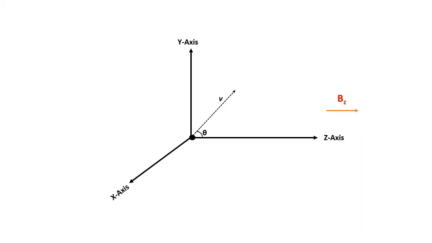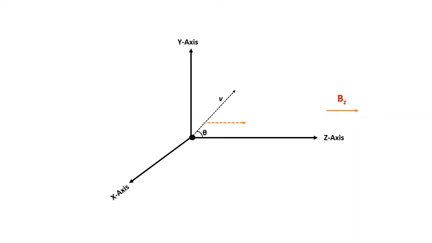So this initial velocity, that is v bar, makes an angle theta with the magnetic field axis. If there is no particular dependence of this velocity vector on the magnetic field, then we divide this velocity vector into its components. So this velocity vector can be divided into two perpendicular components.